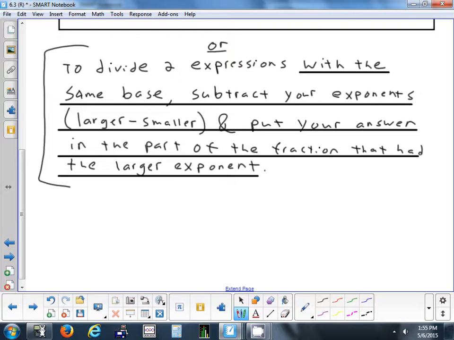Okay, so now on that sheet, you guys got all three rules that you need for the week. Yep. When you add the exponents, when you multiply the exponents, when you subtract the exponents.